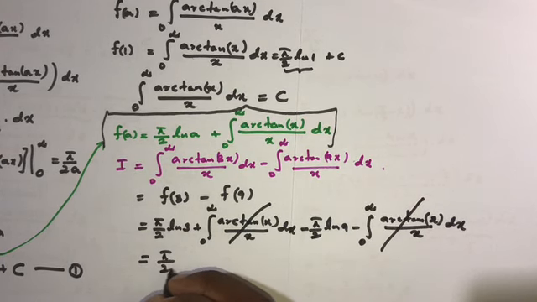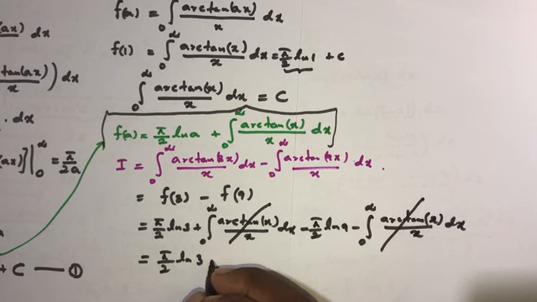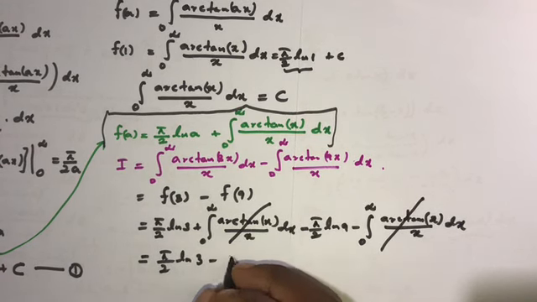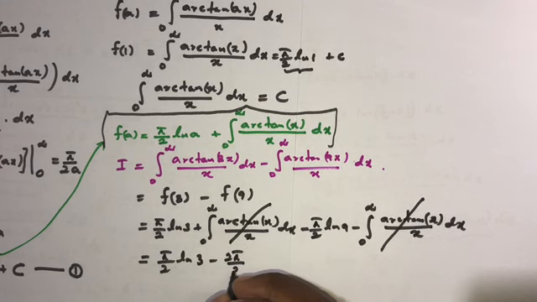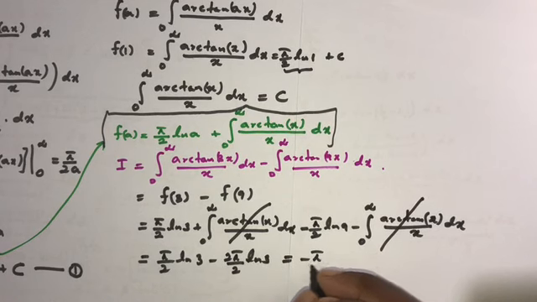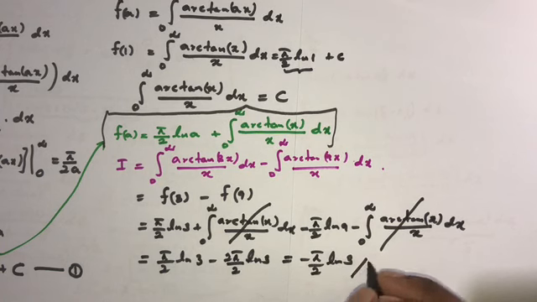Here pi over 2 natural log of 3 minus pi over 2 natural log of 9, and natural log of 9 is 2 natural log of 3, so this is equal to minus pi over 2 natural log of 3. Okay, this is the answer.